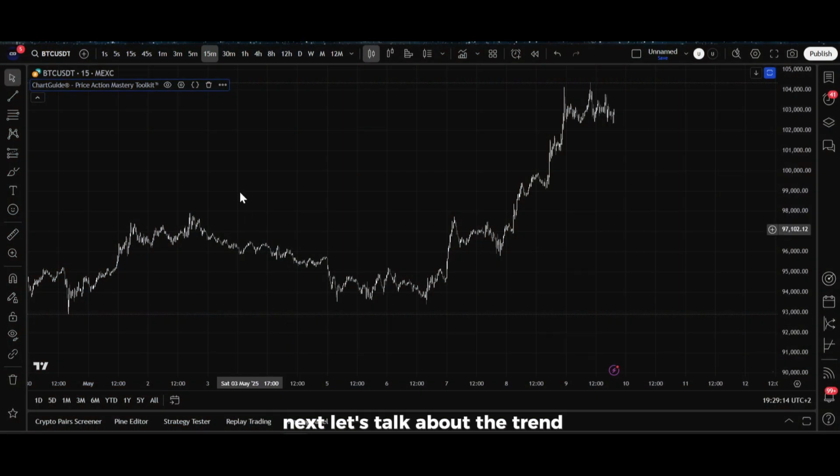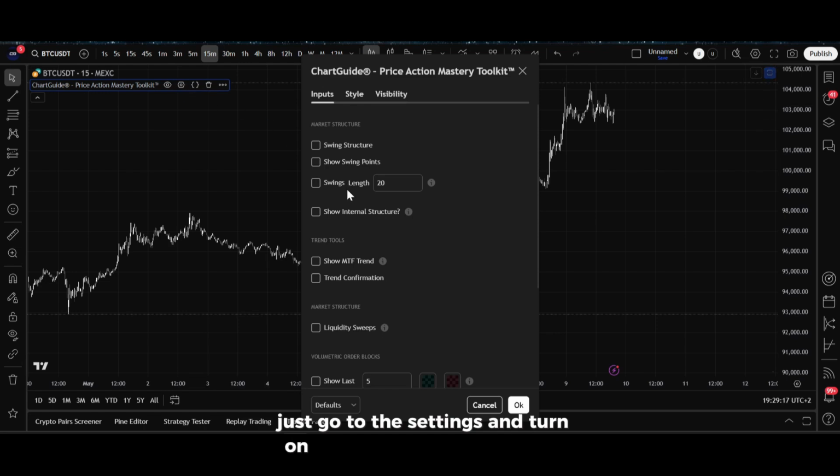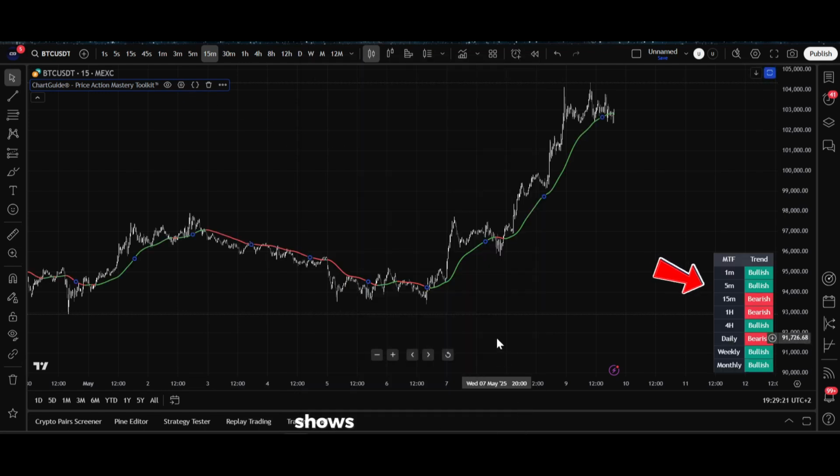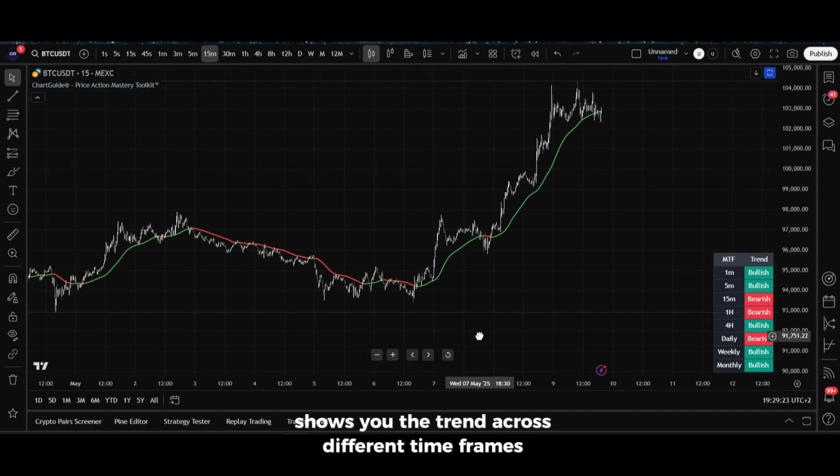Next, let's talk about the trend tools. Just go to the settings and turn on the multi-time frame trend and trend confirmation. The multi-time frame trend shows you the trend across different time frames all at once, so you don't have to keep switching charts. Higher time frames show the bigger swing trend, lower time frames show the smaller internal trend.